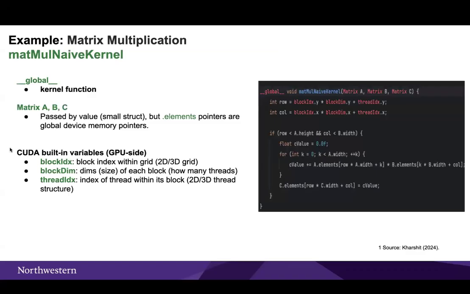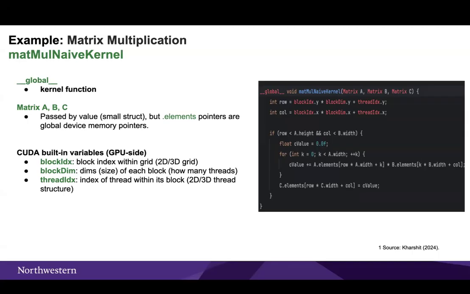Next, we'll take a deep dive into a classic algorithm, matrix multiplication. We'll first run a baseline performance test using the most basic naive kernel, matmul_naive kernel, and then gradually try various optimization strategies. So this matmul_naive kernel function runs on the GPU. The global modifier indicates that it's a kernel.